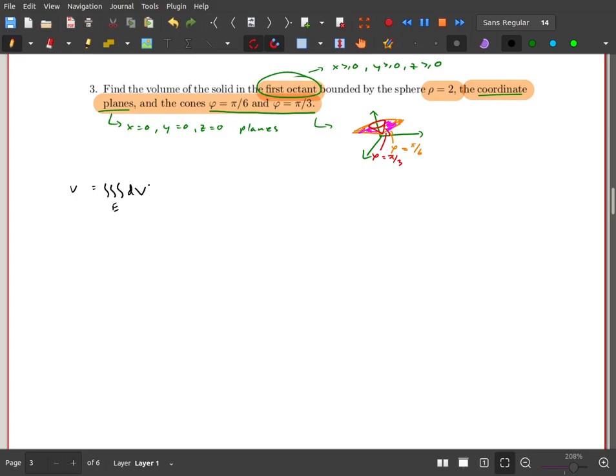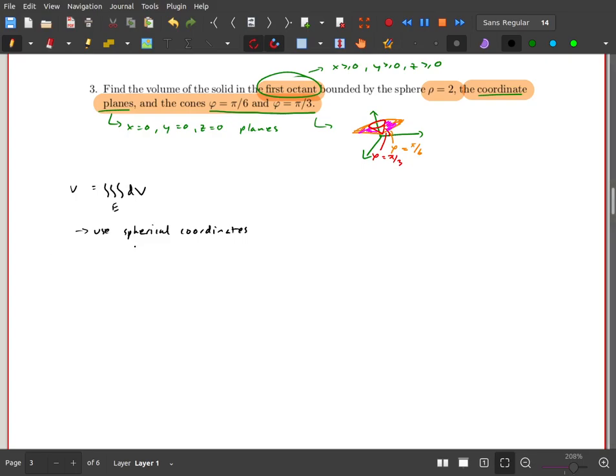And in this case, given that we have a sphere and a cone, we should probably do this in spherical coordinates. So that will simplify things down quite a bit. So let's use spherical coordinates. We should do this because all our information is already given in spherical coordinates. Well, at least the main information. We can convert the information about the octant and the coordinate planes into spherical coordinates quite easily.